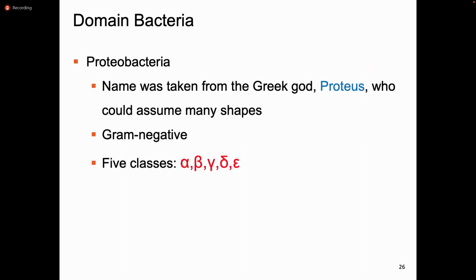This is called proteo, from the Greek god Proteus. Proteus is a multi-faced or multi-shaped god in Greek mythology. So proteobacteria means many-faced, many-shaped organisms, a many-shaped group called proteobacteria. Currently we have 5 classes, and we'll mention only a few species in each class.